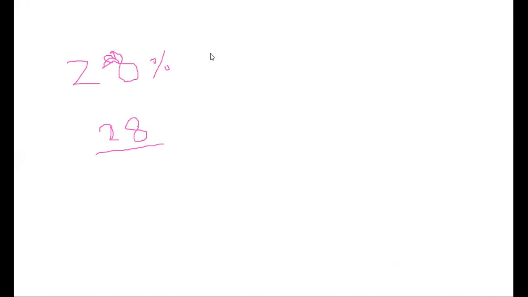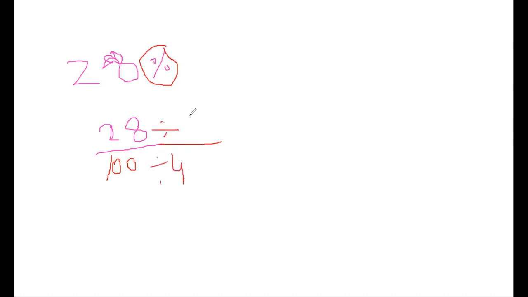Listen. What is this sign? This sign is percentage. Whenever you remove this, you write over 100. It means 28% is 28 out of 100. Right? Yes. Now change this into simplest form. Think about a number with which you can divide both 28 and 100. That is 4. Yes, that is 4.